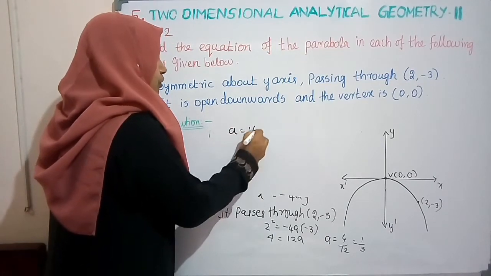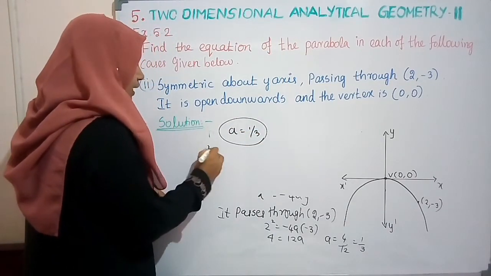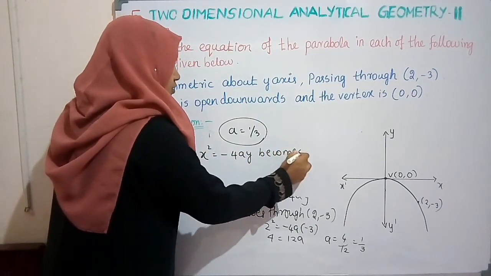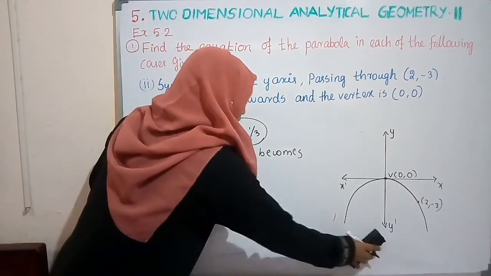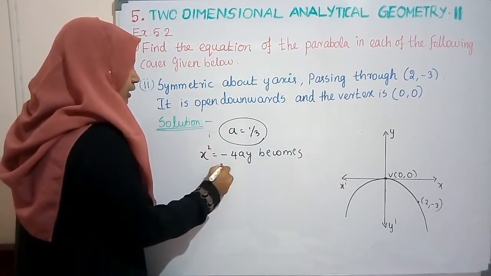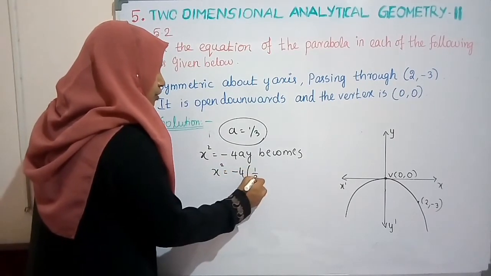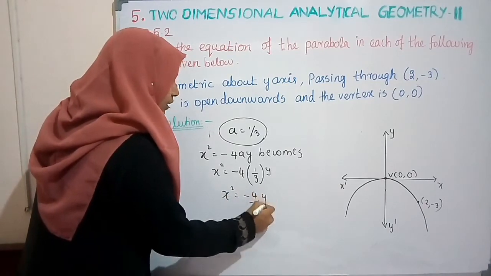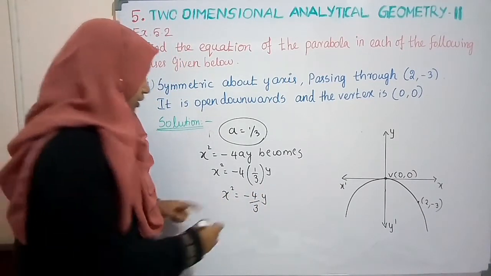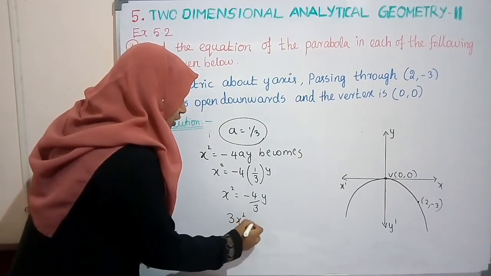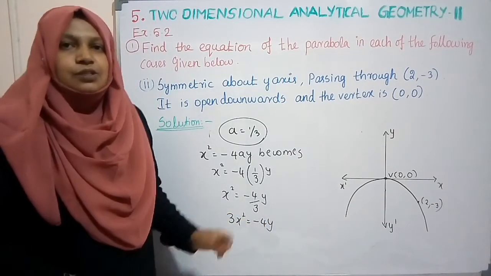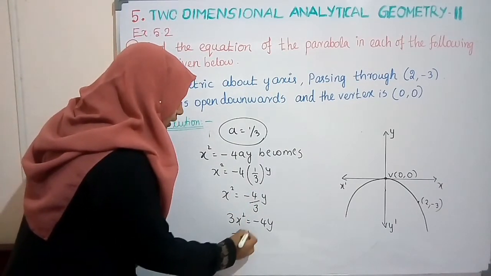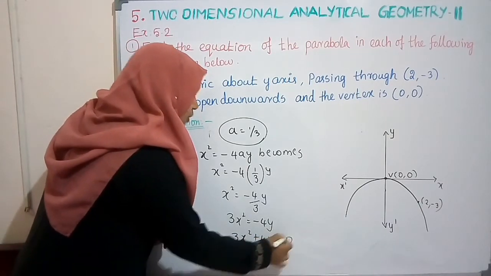So a is equal to 1 by 3. Then x square is equal to minus 4ay becomes x square is equal to minus 4 into 1 by 3 y. So x square is equal to minus 4 by 3 y. Just do the cross multiplication. It becomes 3x square is equal to minus 4y. So this is the equation of parabola. You can also write 3x square plus 4y is equal to 0.